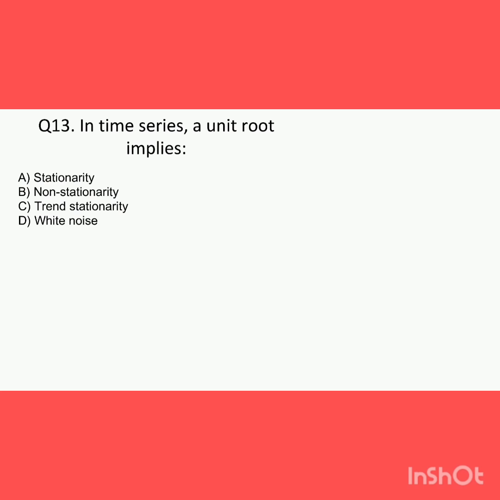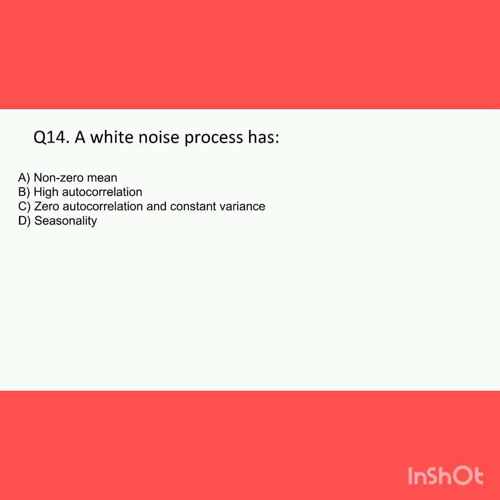Now our next question is question number 14. A white noise process has option A, non-zero mean. Option B, high autocorrelation. Option C, zero autocorrelation and constant variance. Option D, seasonality.